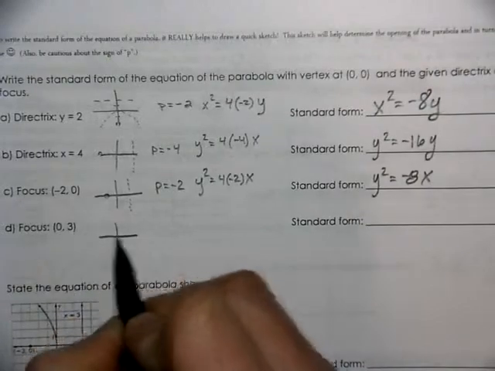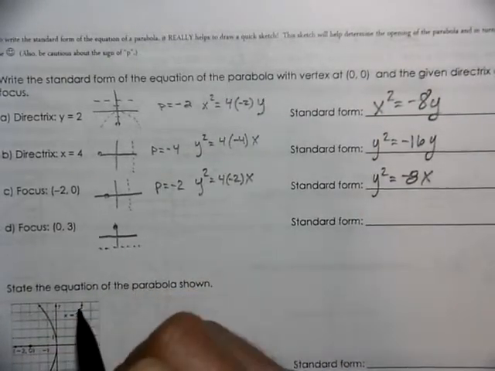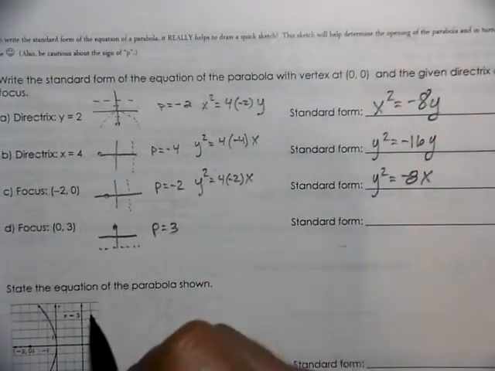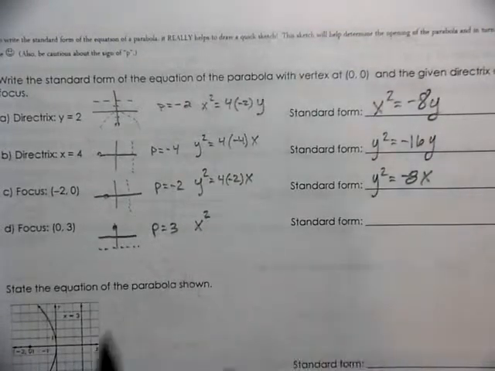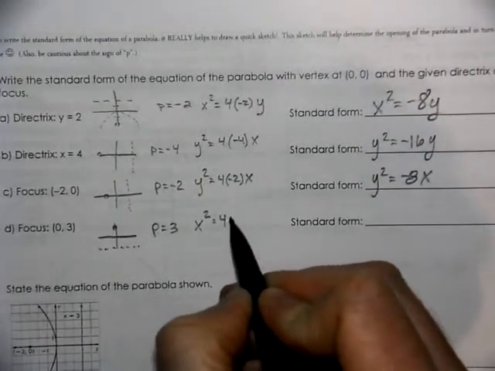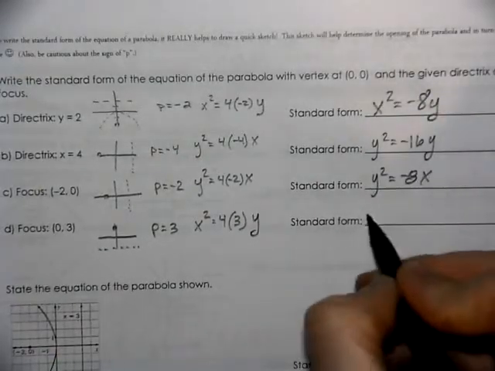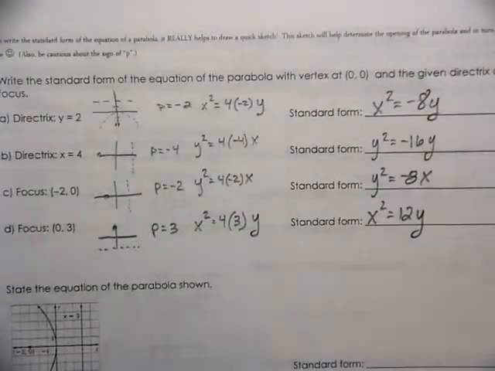The focus is 0 right and left, but 3 up. So the directrix would be 3 down. So I know my p value is +3. Because the focus goes upwards, I know that it has to be an x squared, and it's 4 times the py. So x squared equals 12y.